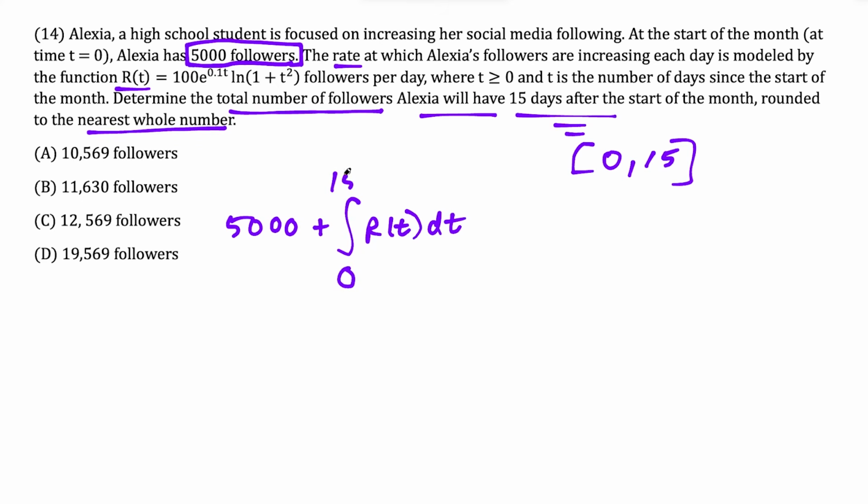Now, the reason why we're integrating is r of t is a rate, and the units are followers per day. So this is just going to help you understand the concept. So followers per day. But the units for dt are also in terms of days. So followers per day times day, notice that the units would cancel and it would just tell you how many followers. Okay, so that's why we're setting up this integral here. Okay, so now all we have to do is just type this in.